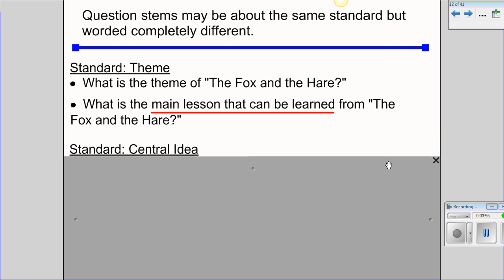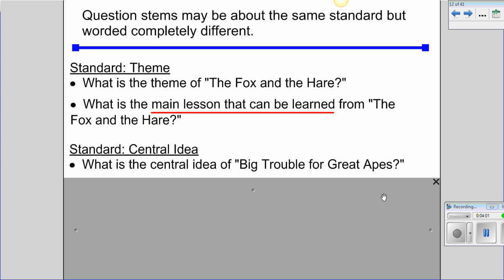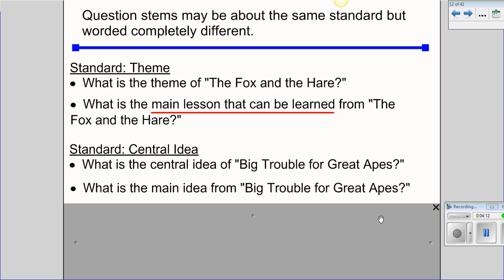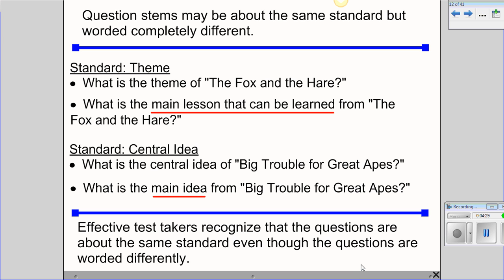Let's look here at another example. Central idea. One question that you might see for central idea would be as followed. What is the central idea of Big Trouble for Grade 8s? Here is another question stem. What is the main idea from Big Trouble Grade 8s? As a test taker, I need to recognize that main idea also means central idea. So effective test takers recognize that the questions are about the same standard, even though the questions are worded differently.